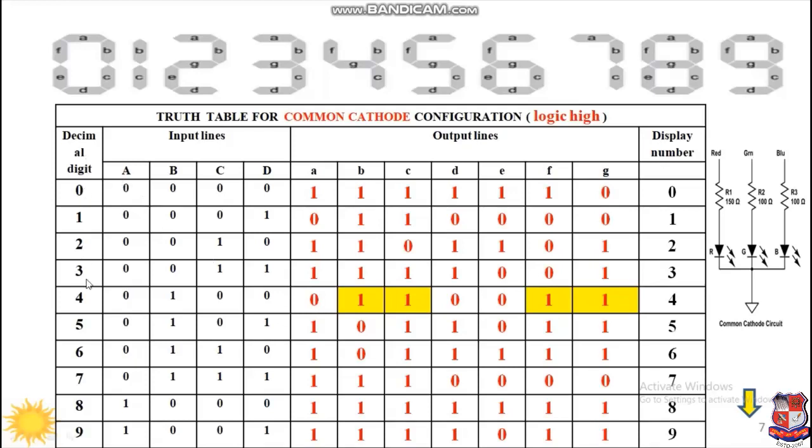For decimal digits 0 to 9, the corresponding BCD input is as shown in the table. Now we want to see the decimal display for digit 4. For 4, the B, C, F and G LEDs should glow. And so the B, C, F and G LEDs should be given higher potential. That is why 1 is written under B, C, F and G. That means higher potential or digital 1.